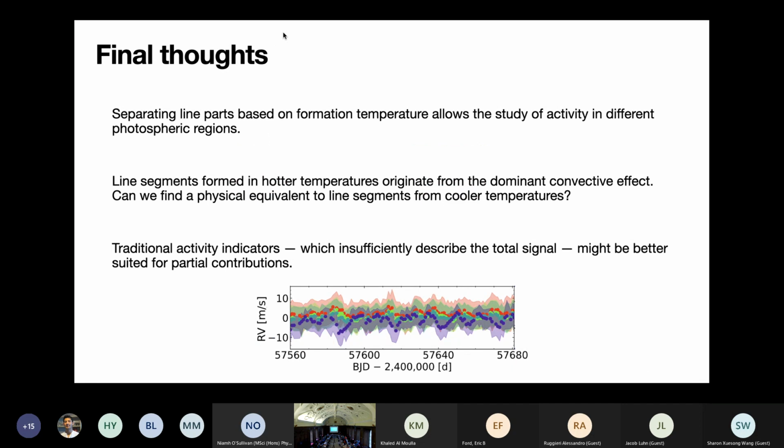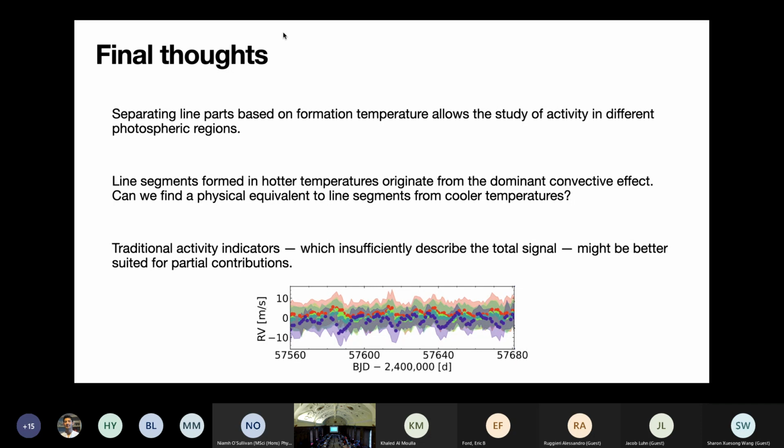As some final remarks, I would like to say that this kind of segmentation of line parts could help us to study activity in different photospheric regions of the star. Our strongest conclusion is that these line segments that are formed in the hottest temperature bands are originating from the dominant convective effect. Then you might ask, okay, if they are containing the most radial velocity, is this coolest one only statistical noise? We think that it isn't, because the lines are also behaving in a coherent way and collectively.